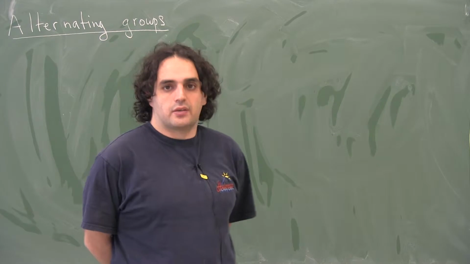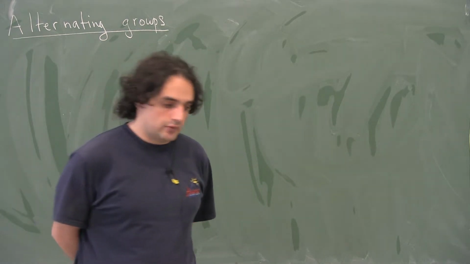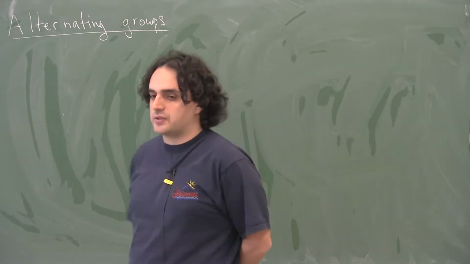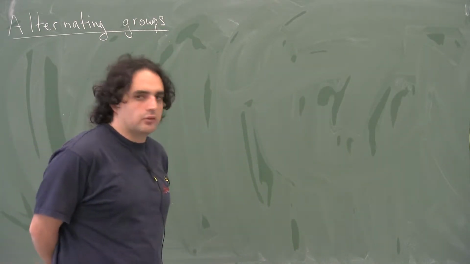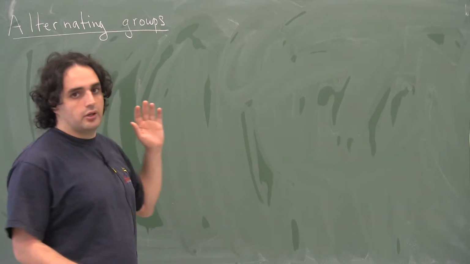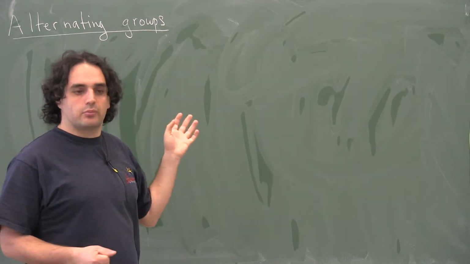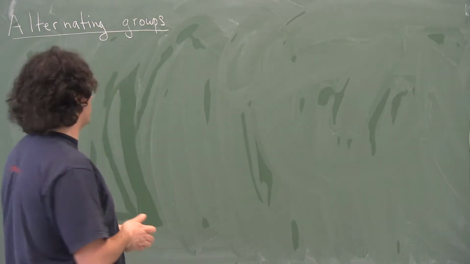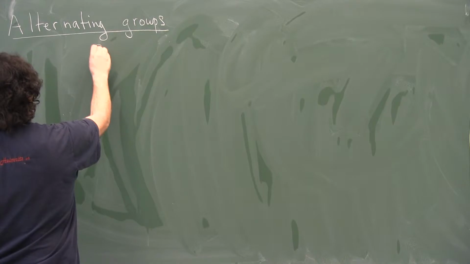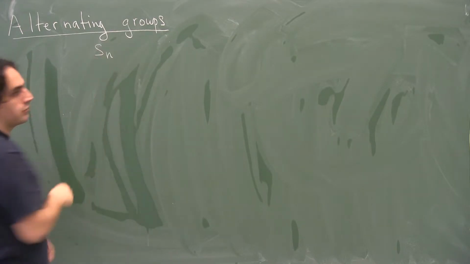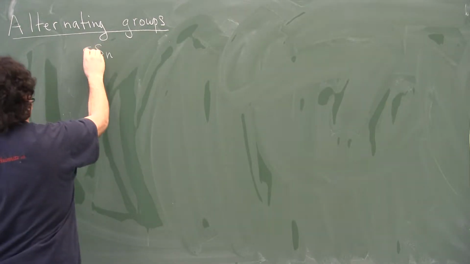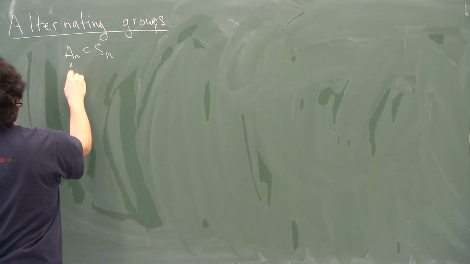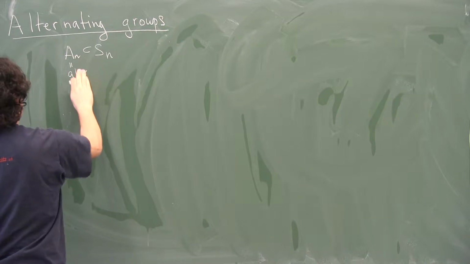Okay, so we've had several lectures about the symmetric group, conjugation in the symmetric group, and centralizers in the symmetric group. And now I want to tell you about a very special subgroup that the symmetric group has, which is called the alternating group. So we have Sn, the symmetric group on n letters, and in there we have An. This is the alternating group.